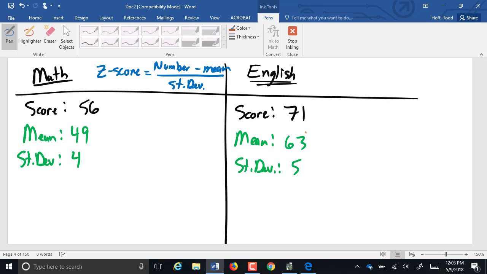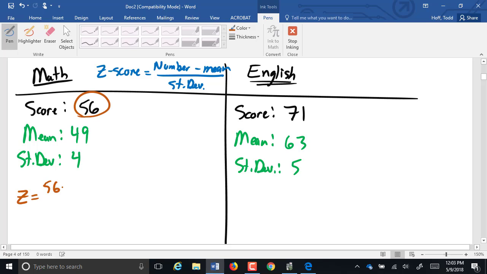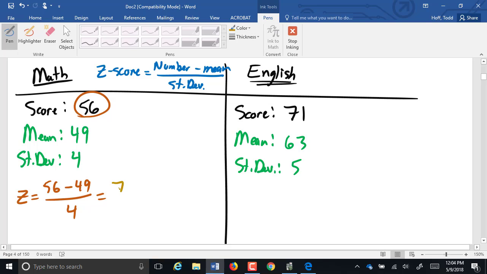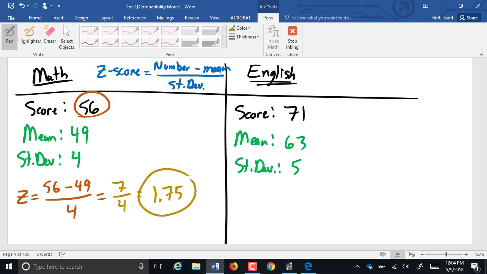But let's use the z-score. The z-score here for the math test is going to be the score, 56, minus the mean of 49, and divided by that standard deviation of 4. So 56 minus 49 is 7. 7 divided by 4 is 1.75. Now there's two pieces of information in the z-score. First of all, it's positive. Because it's positive, that's telling us that this value, this number was larger than the mean, above the mean.